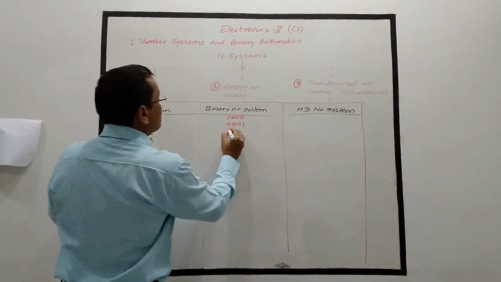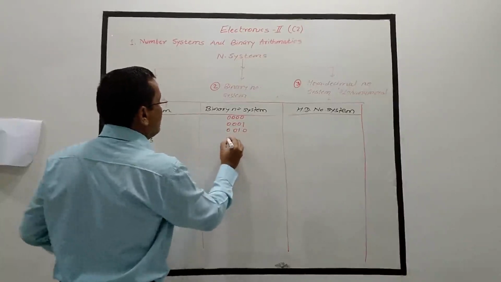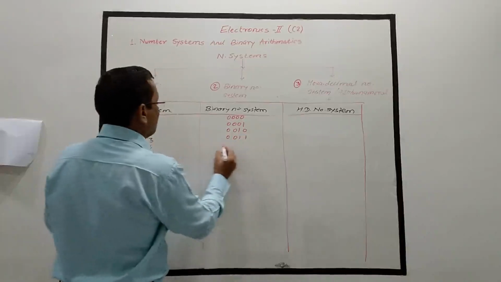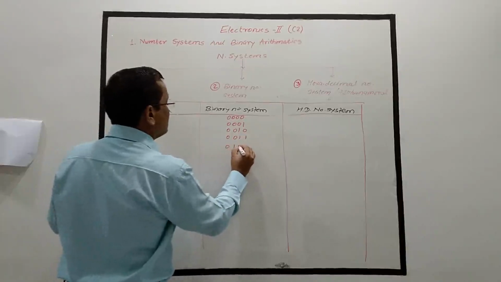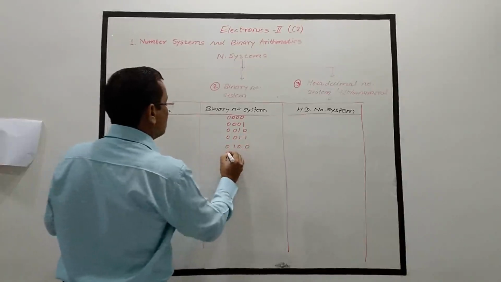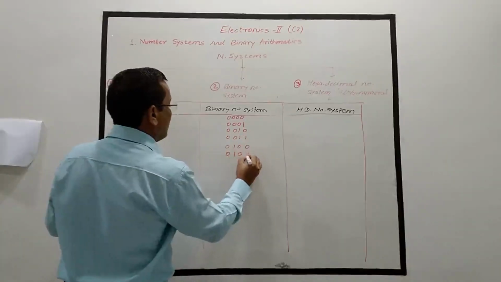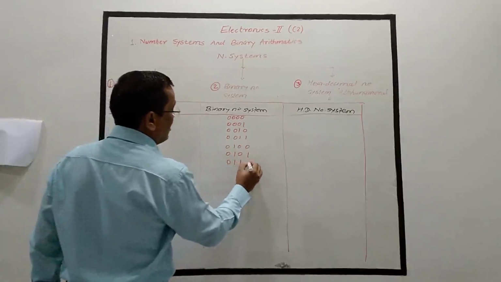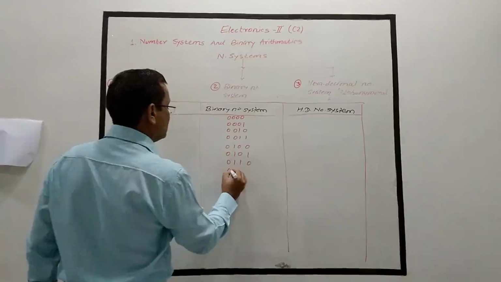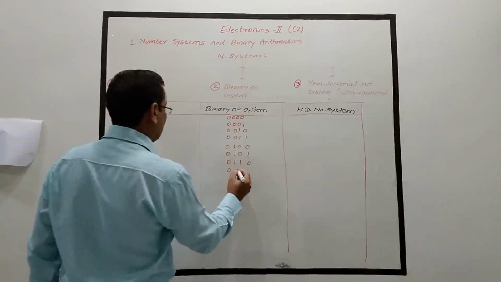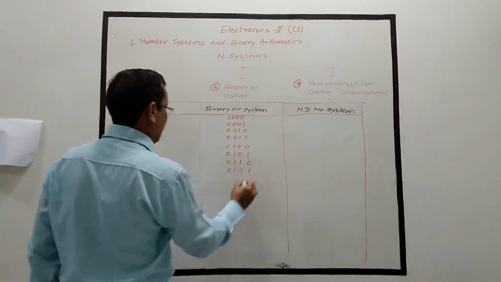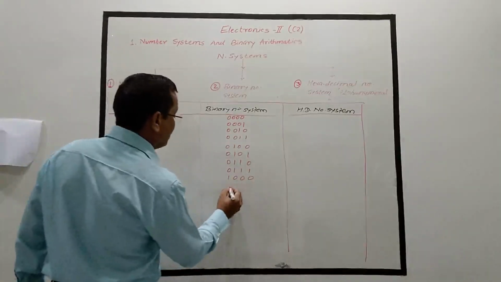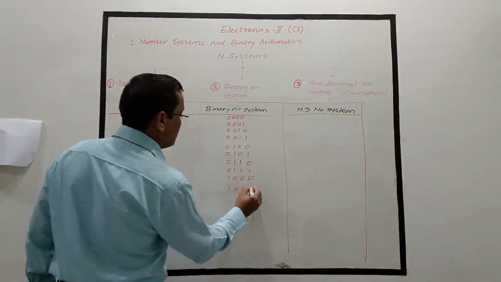2 is 0, 0, 1, 0. 3 is 0, 0, 1, 1. 4 is 0, 1, 0, 0. 5 is 0, 1, 0, 1. 6 is 0, 1, 1, 0. 7 is 0, 1, 1, 1. 8 is 1, 0, 0, 0. 9 is 1, 0, 0, 1.